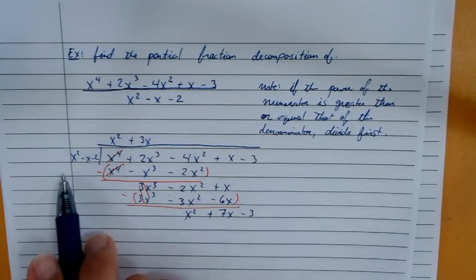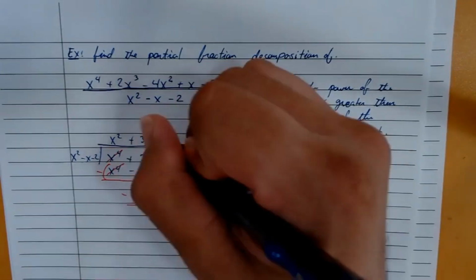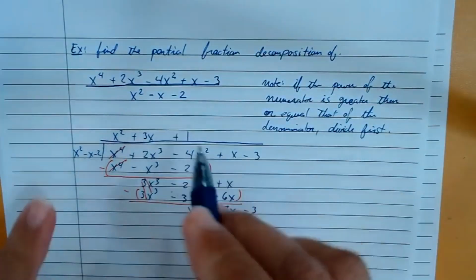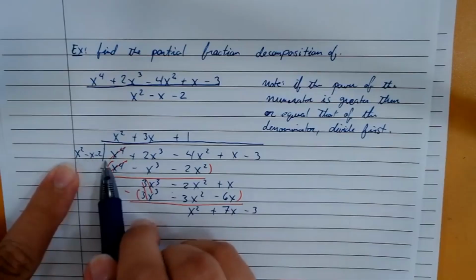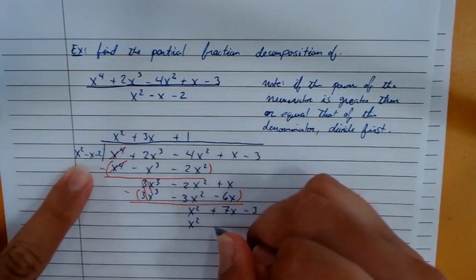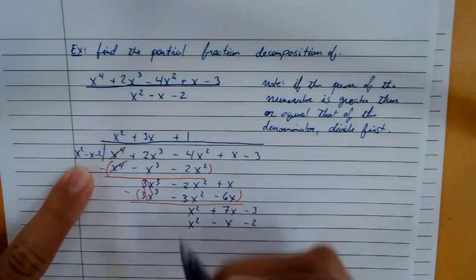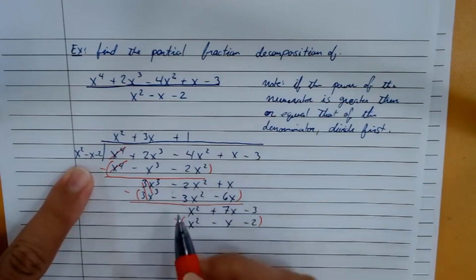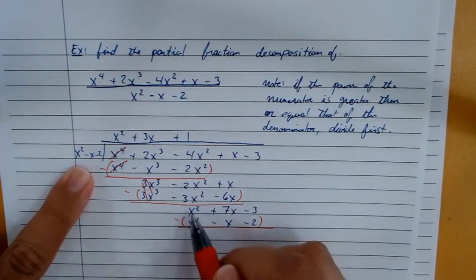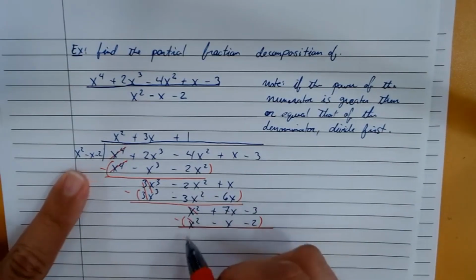Let's divide. X squared goes into x squared once. So that'll be a plus 1. And then that's going to be 1 times all of this stuff. That's x squared minus x minus 2. And then take that whole line and subtract. X squared minus x squared, that number minus itself, that's 0.